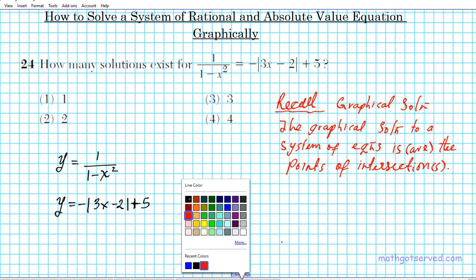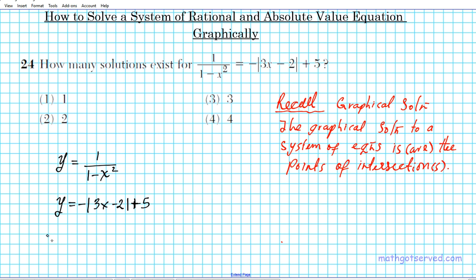This problem is asking us how many solutions there are. Based on what we wrote, the number of solutions is equivalent to the number of what? The number of intersections. So we're going to graph these two functions, and then look for the number of intersections between the two, and that will tell us the number of solutions.